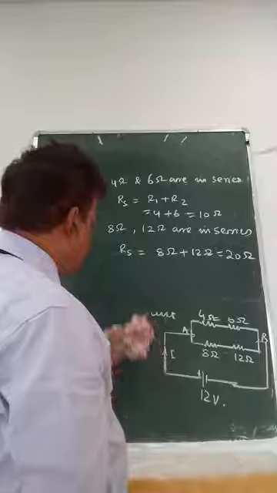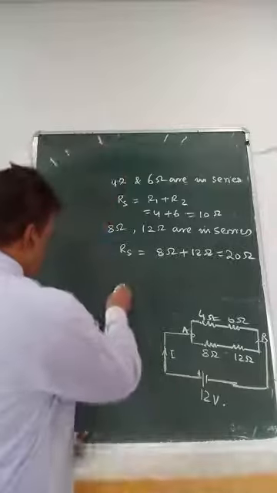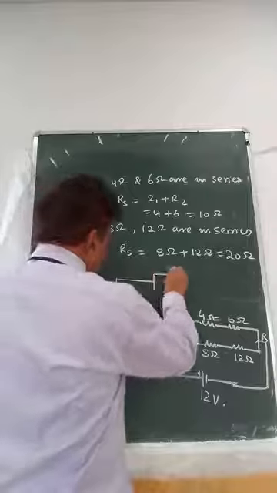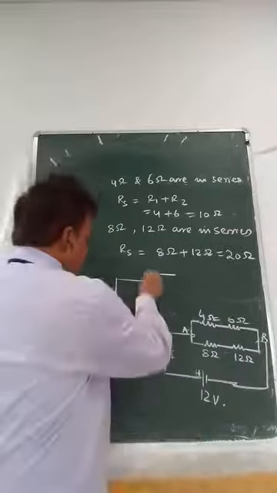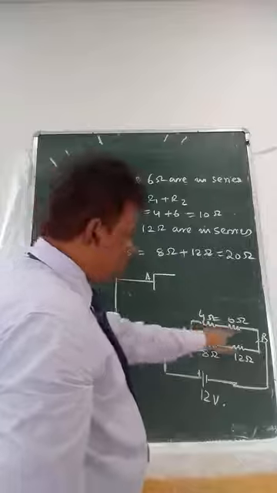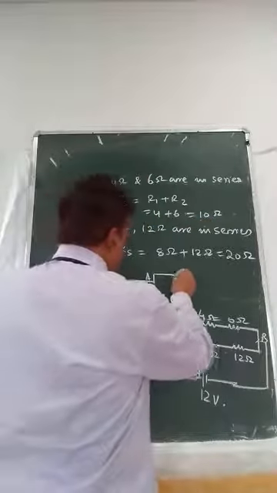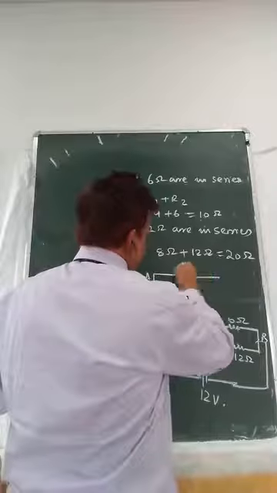Now look at here. What is the new diagram? New diagram is like this. From this junction you went, from this junction when you are going, this is connected. This is series 1 now. 1 is how much? 10. So we will do like this. This is 10.